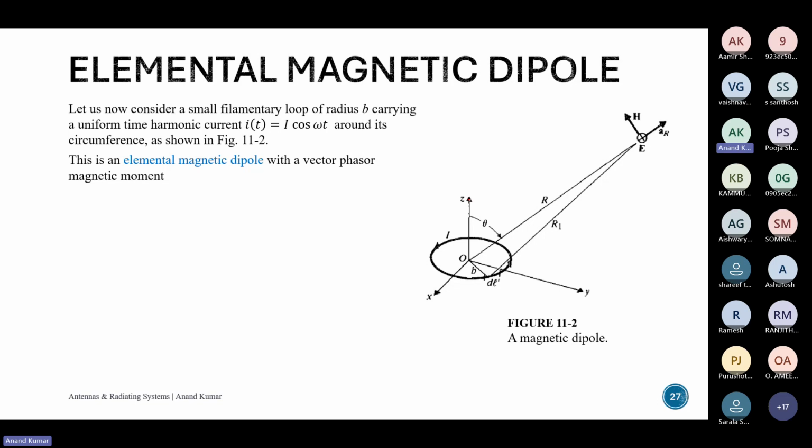So let's consider a small filamentary loop, which is like this. It has a radius of b, and again we are trying to find the electric and magnetic field at a certain distance, which is r. But in this case, since the current is flowing in a loop, this position keeps changing. So r1 is the distance from the point where we are considering. Again, we'll have to approximate these distances as well. And we are taking a small dl dash section on the loop.